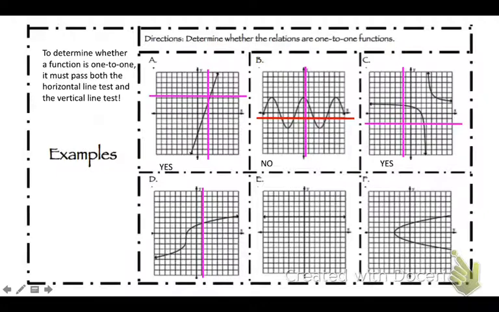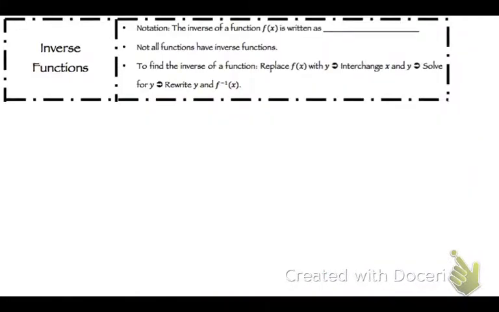D, it passes the vertical line test, passes the horizontal line test, so that one's a function. E, it passes the vertical line test perfectly, but it does not pass the horizontal line test, so that is not a one-to-one function. It is a function, but not one-to-one. Now F, that one doesn't pass the vertical line test, so that is not a function and is also not one-to-one. Okay? Now let's get into finding inverses.